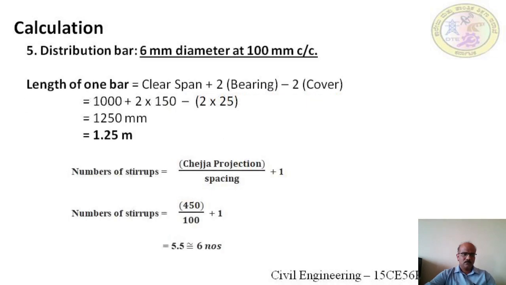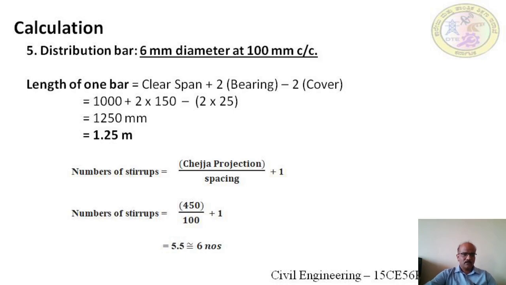Then the distribution bars. The distribution bars are provided at the bottom side of the Chajja bars because it is a cantilever slab. So the distribution bars are provided at bottom. The length of the distribution bar will be equal to clear span plus 2 bearings minus 2 covers, that will be 1000 mm plus 2 into 150 minus 2 into 25, it comes around 1250 mm, that is nothing but 1.25 meter.